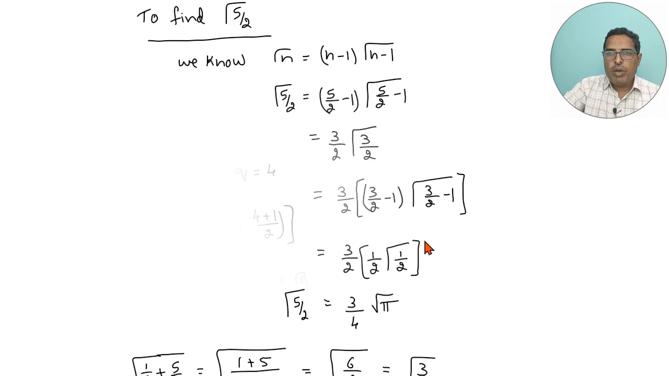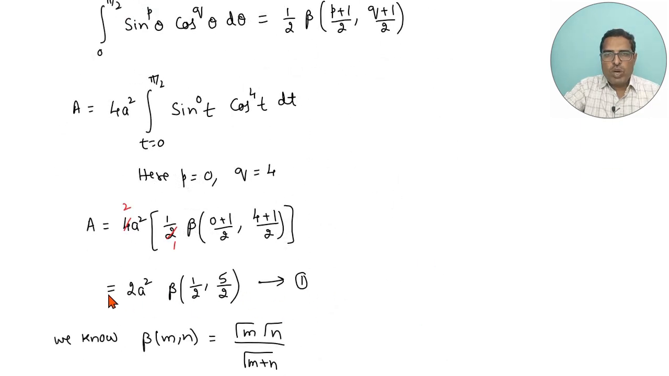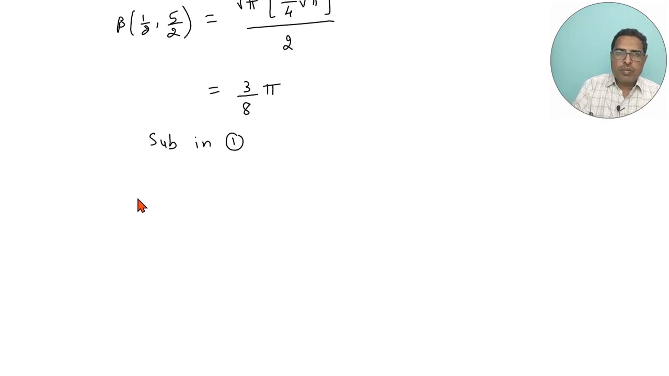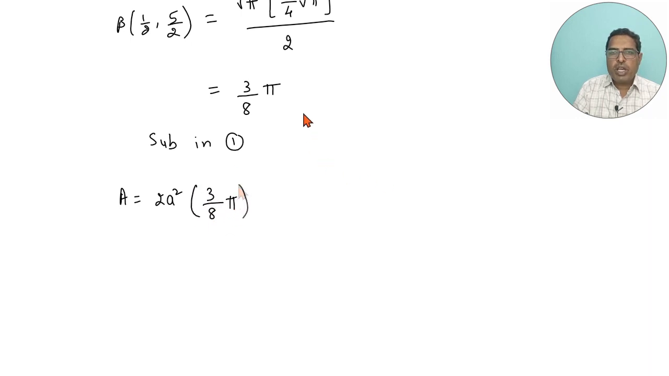Now we can substitute this value back in equation number 1. So this is your equation number 1. We need to just plug in this value of beta. So A is equal to 2a square times this beta value. Beta value is 3 by 8 times pi. We can just cancel out this one. It's 2 one times and 2 four times. We get the value to be equal to 3 pi a square by 4. That's the area enclosed under the cardioid. Because it is the area, we can write that as square units.